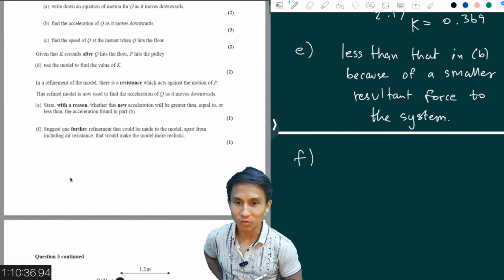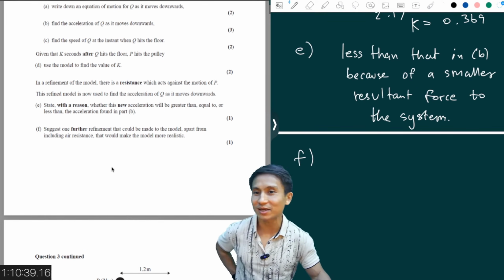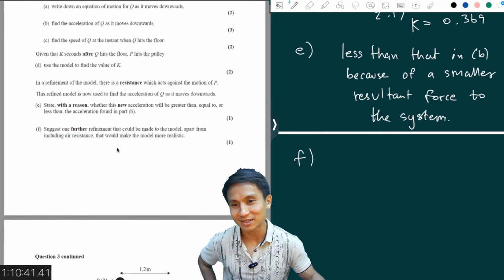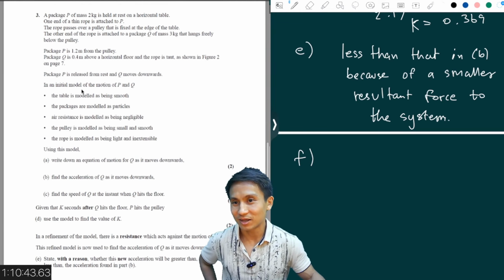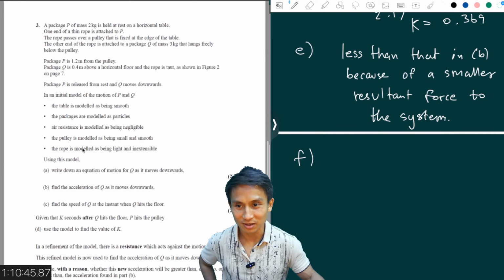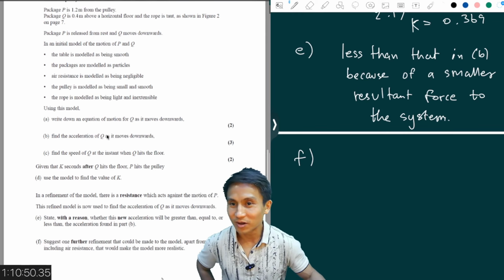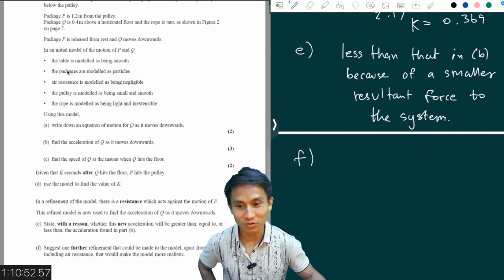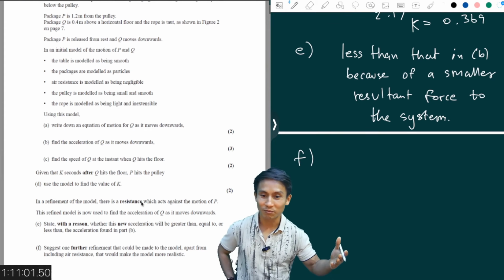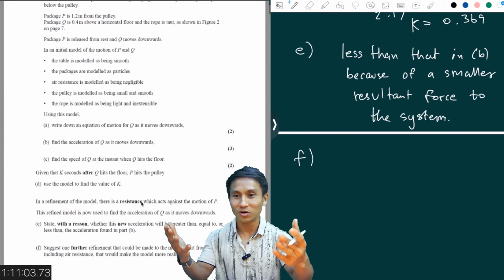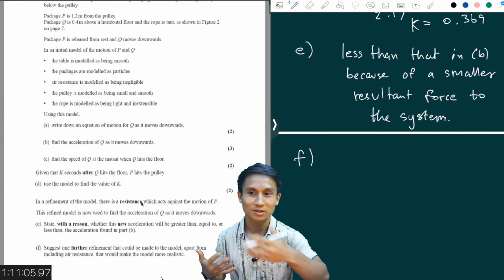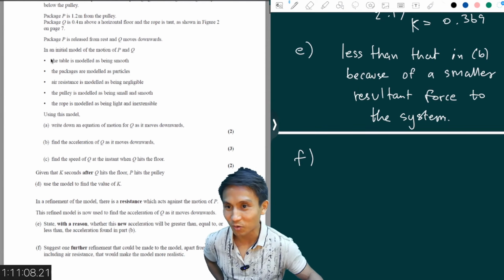That would make the model more realistic. Guys, actually, if you know this trick, it's easy. Whatever assumptions they have used earlier, that is how you refine the model, right? So being smooth here is the table, so that's not counted because that's already accounted for in E. Yeah, because in E you have a resistance. Now, where does this resistance come from? It's from the table not being smooth. So the first point here is taken.